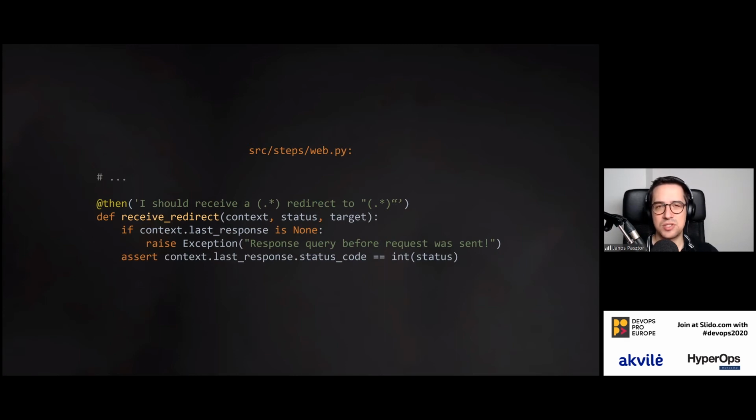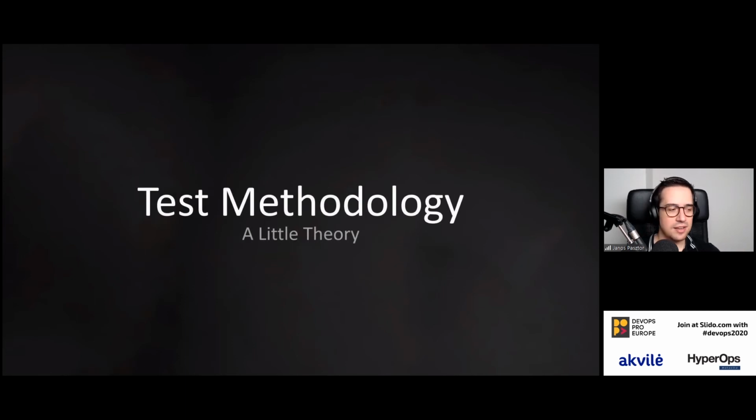And then I do an assert. An assert will fail if the condition that has been passed is not true. So I do context.lastResponse.status_code, which is the status code of the last response, not equal to what I was expecting. And I also do an assert on the last response headers location. So the location header, which contains the target of the redirect, if it's equal to the target. And it is that simple. So now I have a method where I can test my containers with behavior testing.